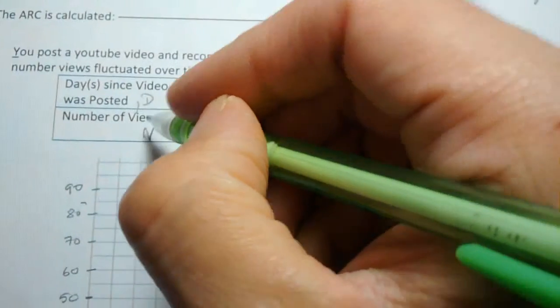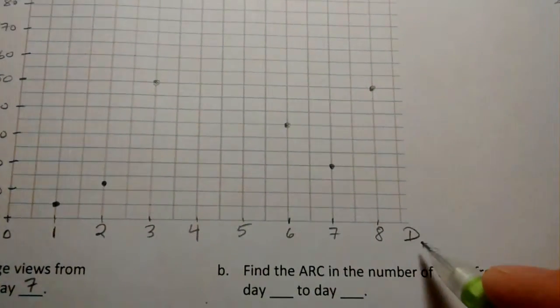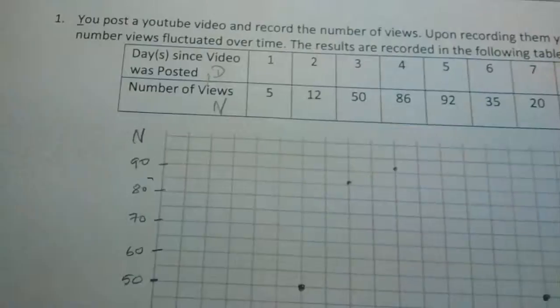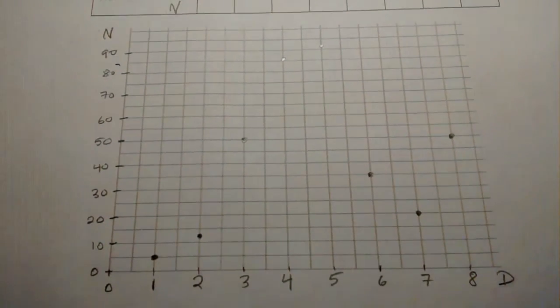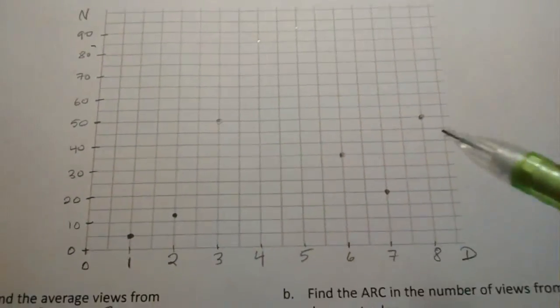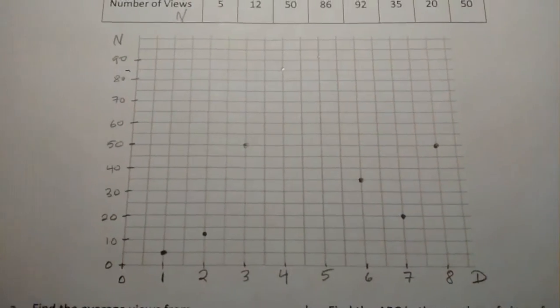That's why we use letters, just to make things easier. And I'm going to let N represent the number of views. So this axis I will label as the D axis, or the days axis. This one we'll label as N, or the N axis. So that's what you should do too. So here's my first idea I want to show you.